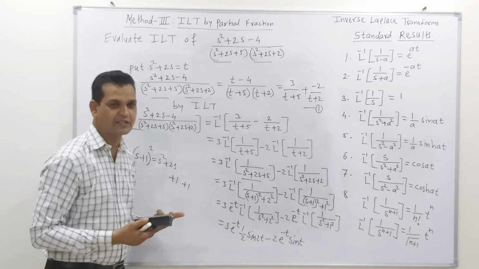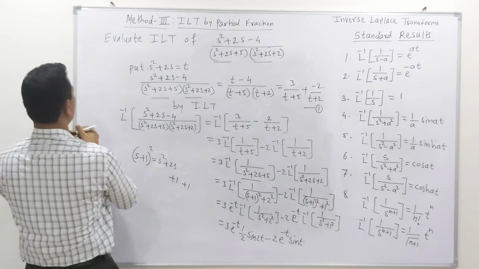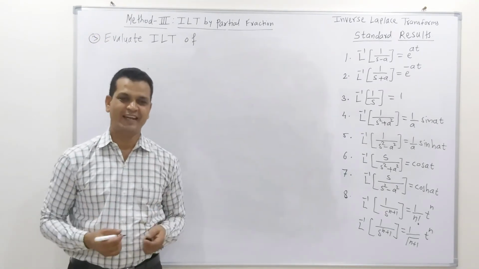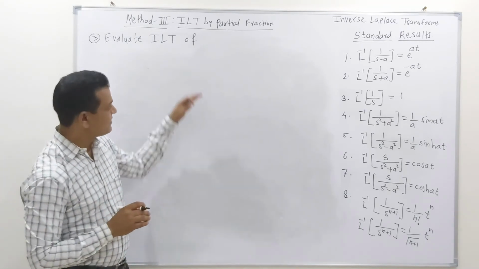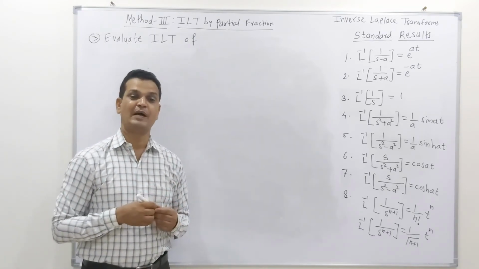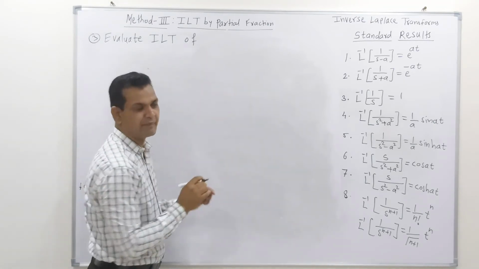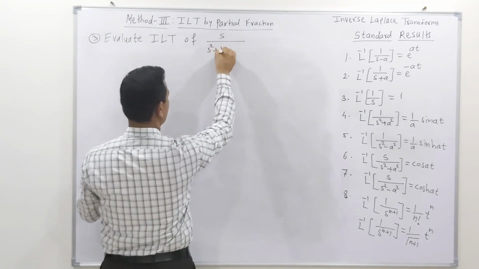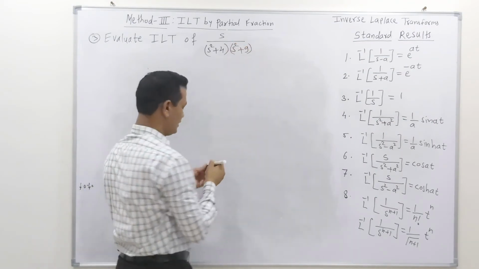Now let's take one more example to understand this concept clearly. So now take the third example. Example 3. Now friends, let's discuss the third example, which is somehow critical. After understanding this example, your idea for finding the inverse Laplace transformation by partial fraction will get clear. Now the example is to evaluate the inverse Laplace transformation of s upon s square plus 4 and s square plus 9. So these are the two terms.